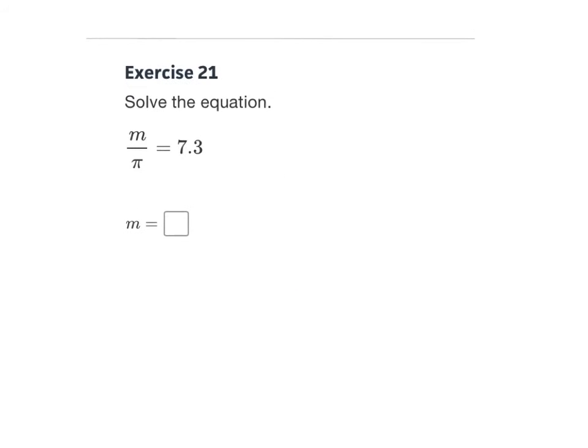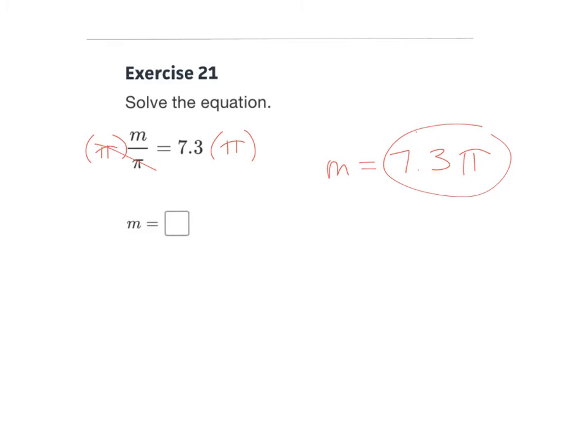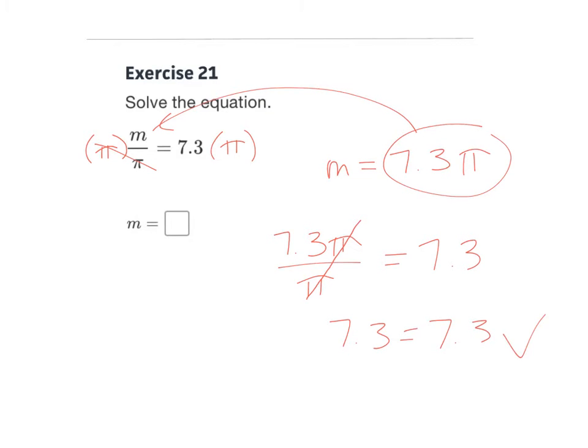Question number 21. m over pi is equal to 7.3. So we're going to do the inverse of dividing by pi. The inverse of dividing by pi is multiplying by pi. I'm going to do that on both sides. I get m is equal to 7.3 pi. To check this, I'm going to plug this in here for m. I get 7.3 pi over pi is equal to 7.3, and we're able to get rid of those. So we get 7.3 is equal to 7.3. There's my check.